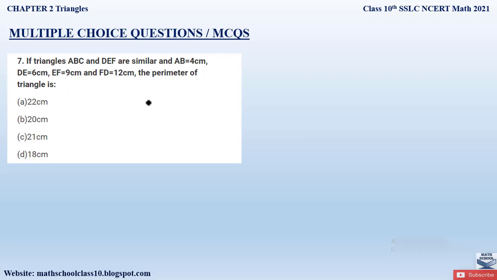So we have two triangles ABC and DEF which are similar, and AB is 4 centimeters, DE is 6, EF is 9 centimeters, FD is 12 centimeters. So we have to find out the perimeter of the triangle ABC. Perimeter of any given triangle is found out by sum of the three sides, that is x plus y plus z, where x, y and z are the three sides of any given triangle.